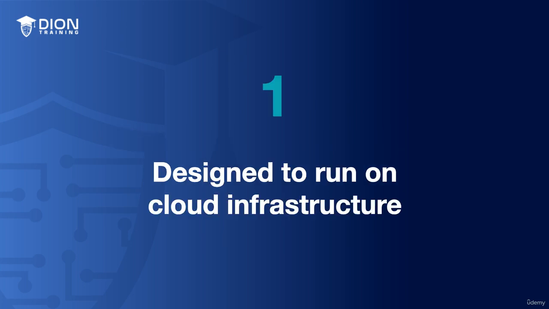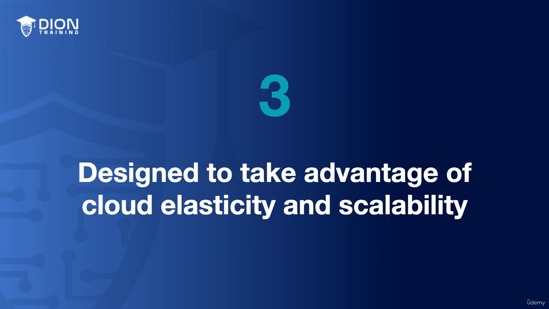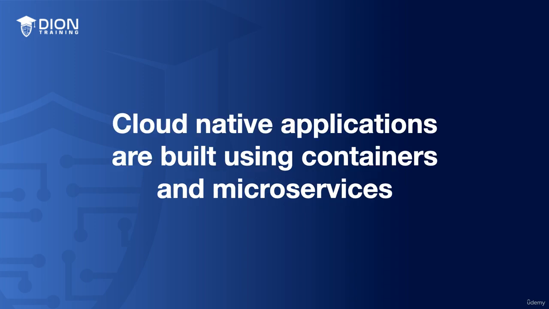Cloud-native applications are designed to run on cloud infrastructure. They are used to build highly scalable, resilient, and flexible applications that can be deployed on cloud infrastructure. They are designed to take advantage of the elasticity and scalability of the cloud, making it easier to scale applications as needed to meet the changes in demand. This makes it possible to run applications that are highly available even when faced with high traffic volumes or hardware failures. Additionally, cloud-native applications are designed to be agile and flexible, making it easier to deploy updates and changes quickly and effectively. Cloud-native applications are usually built using containers and microservices.